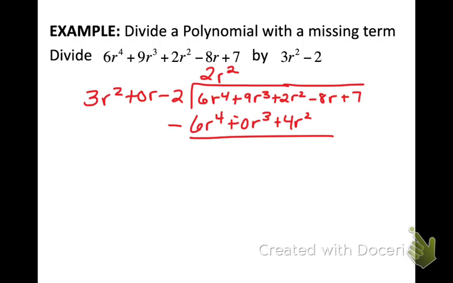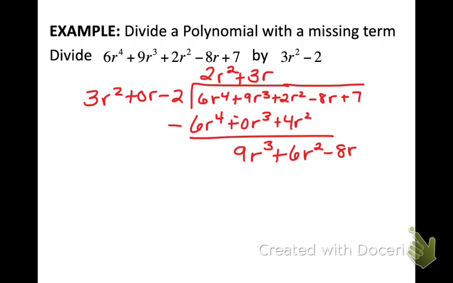How many r to the thirds? 9. How many r squareds? So 9r to the third plus 6r squared. Always bring down something, so bring down your minus 8r. Now what are we going to multiply 3r squared by to get to 9r to the third? 3r.